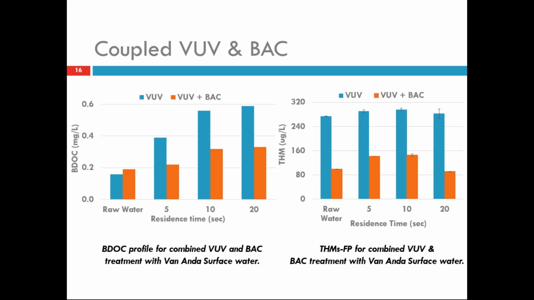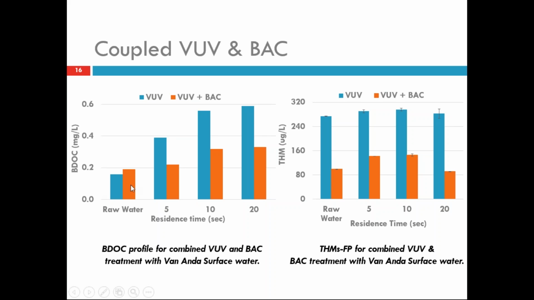Now I'll just show two results from this. The first one is the BDOC profile, and the second one is the THM formation potential after combined vacuum UV and BAC. For both these graphs, the blue columns represent the data points after the vacuum UV process at different residence times of UV radiation, while the orange columns are for combined vacuum UV and BAC treatment.